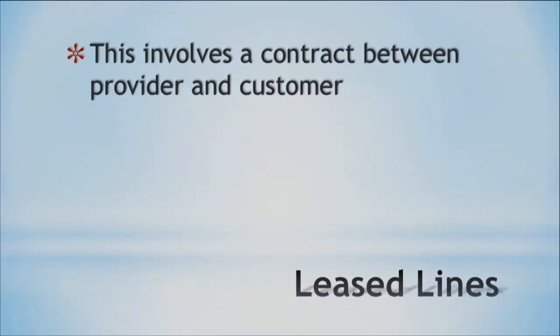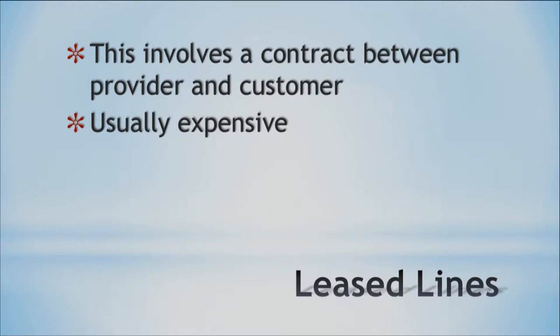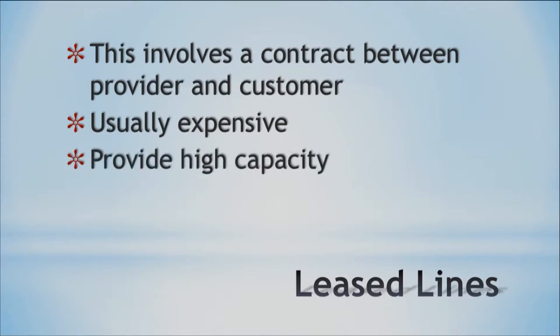So let's look at different ways that we can connect to the internet, and we're going to start off with leased lines. Leased lines are where we basically set up a contract between the provider, the person you're buying from, and the customer, which would be you or a business. Usually this is kind of expensive because you're paying for a certain amount of bandwidth, and because of that, we usually look for high capacity lines.